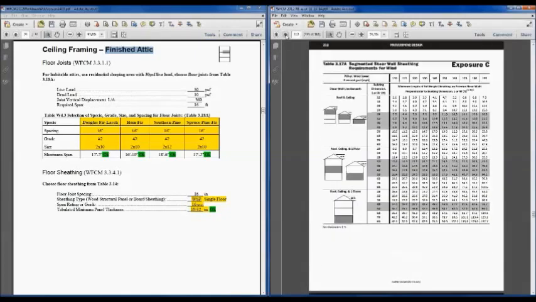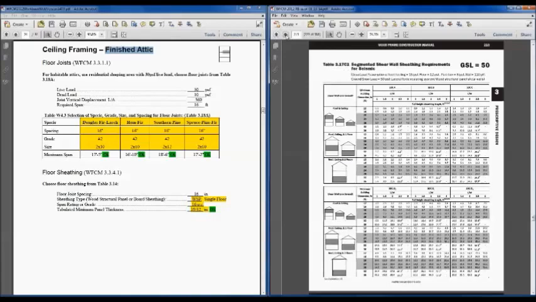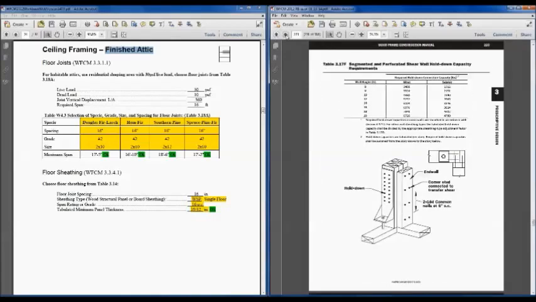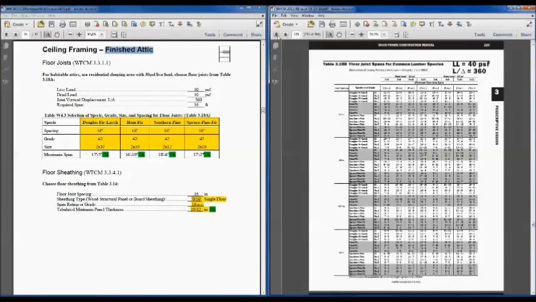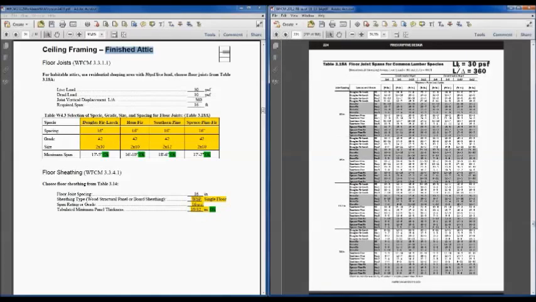And 318. Oh boy, I should have jumped ahead and rolled back. But these are the floor joist spans, and for this particular sleeping area, 30 pound per square foot, you pick your spans out. Not a lot of adjustment factors for that one, so this is really straightforward. We end up with 2x10s at 16 inches on center.